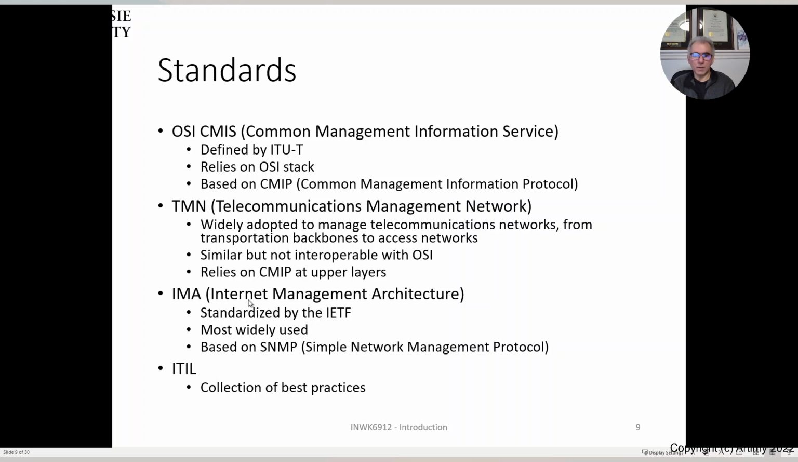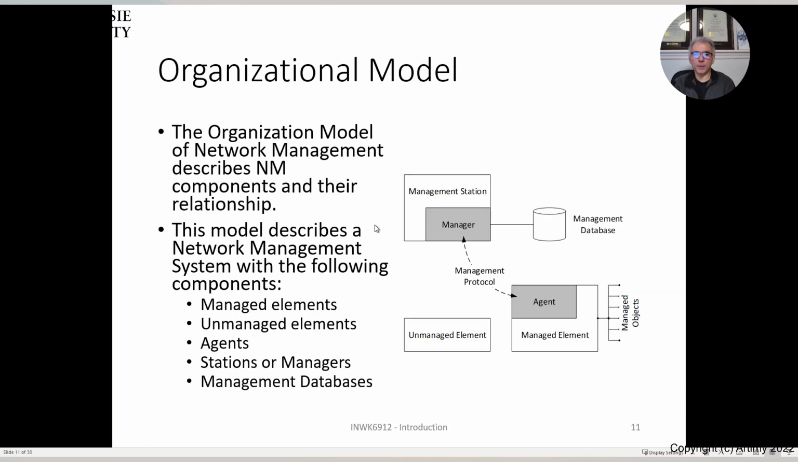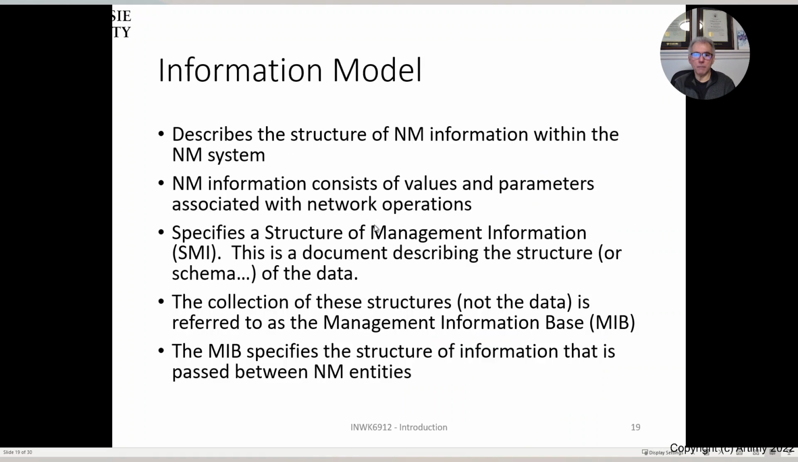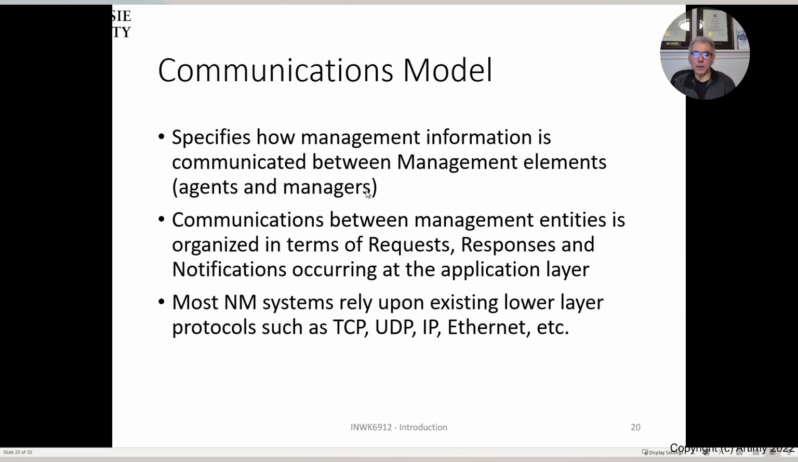The protocol that's used by the IETF is the SNMP protocol, but the concept is the same, which is we need to have a protocol that allows us to send the information from the agent to the manager and maybe receive instructions as well from the manager, right? So that the communication here works or is organized in terms of requests and responses and notifications.